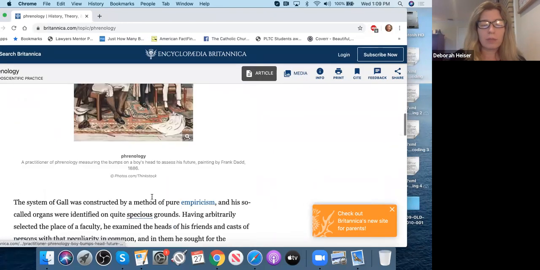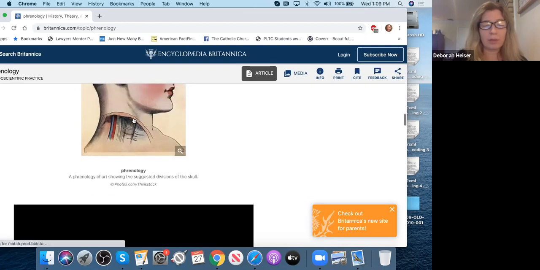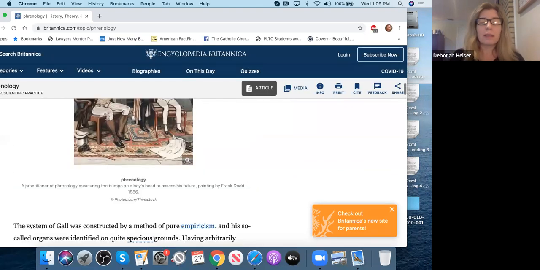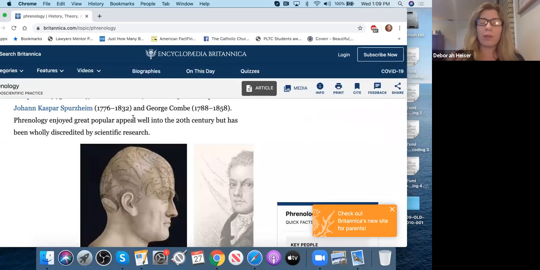So if we move down, there's a more colorful picture down here. As you can see, they broke it off into different features that they believed had to do with a person's personality, memory, things like that. So although this was incorrect, this was the first idea of somebody saying, hey, I think that the brain may be involved in multiple functions.